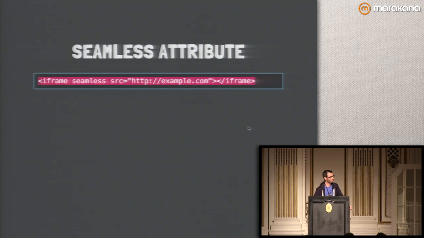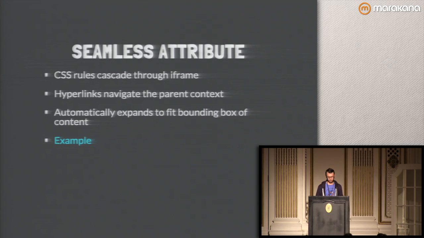So the seamless attribute goes in the iFrame like this, and what that does is it gives it these kind of seamless properties. It kind of fixes the things that we just talked about that were kind of difficult when you're working with iFrames. So what does it do? CSS rules cascade through the iFrame. That example I gave where you could target an element inside of the iFrame and give it whatever style you want, that works with the seamless attribute. Hyperlinks navigate the parent context. That's fixed. And of course, biggest thing of all, the iFrame actually fits the content, which is really awesome.